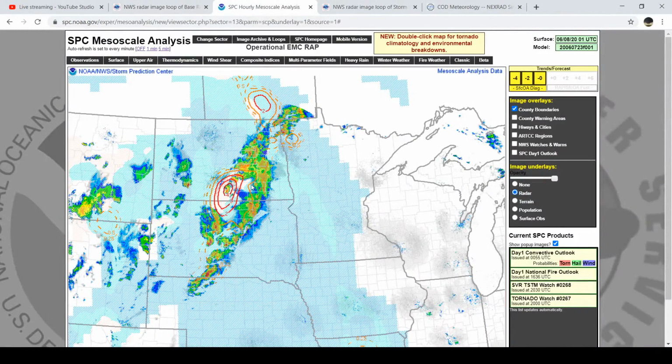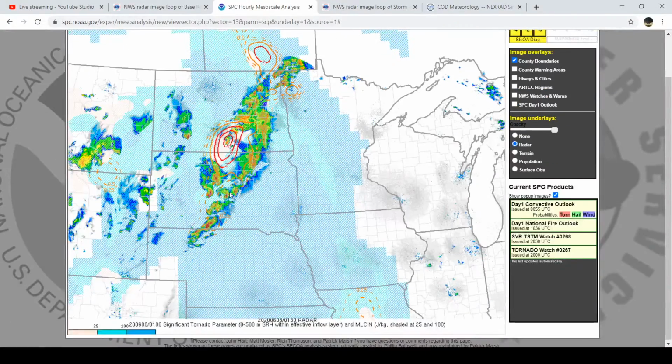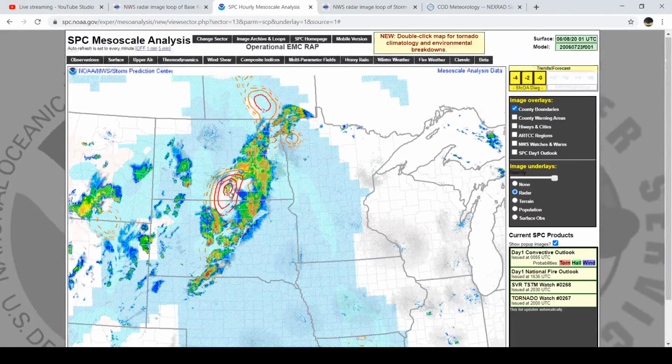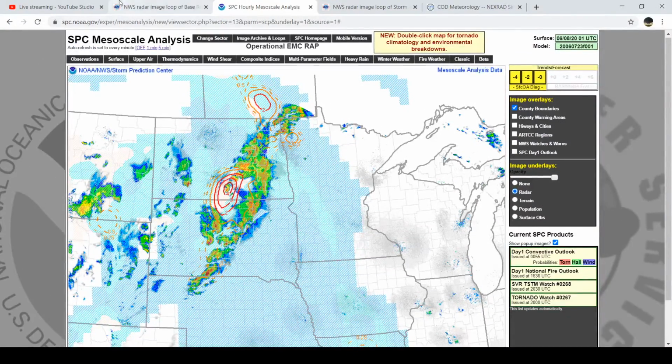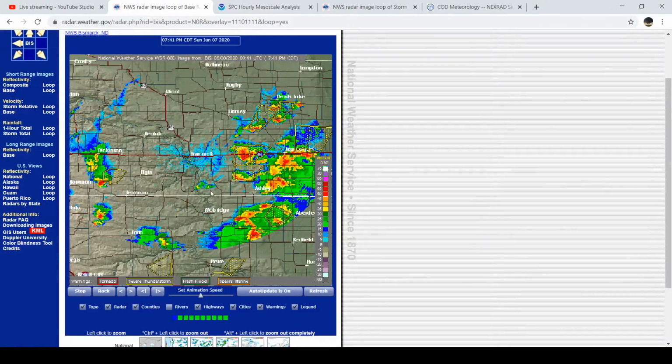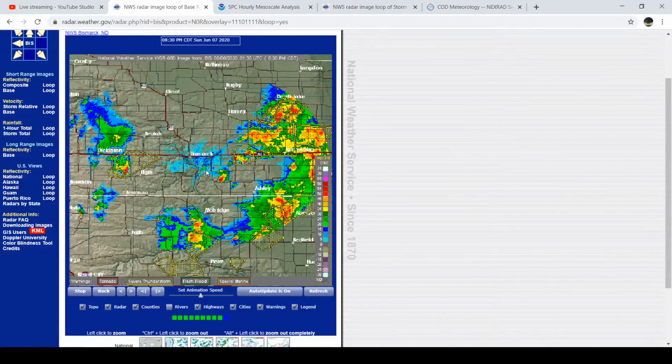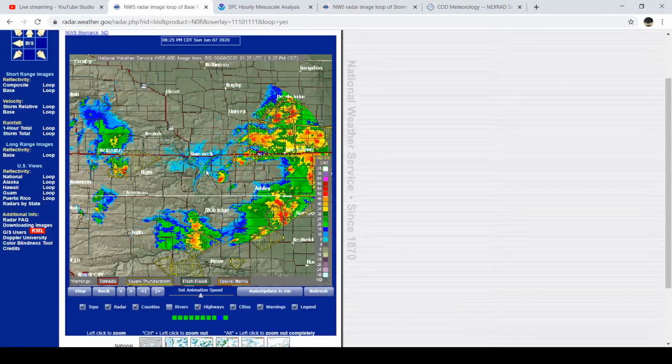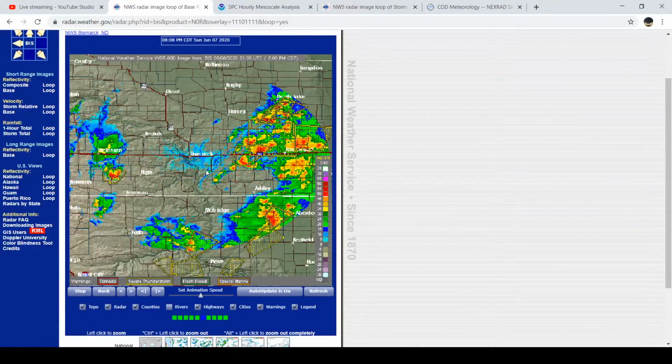That means directly over that storm. The significant tornado parameter over this storm right here. So this storm definitely needs to be watched.